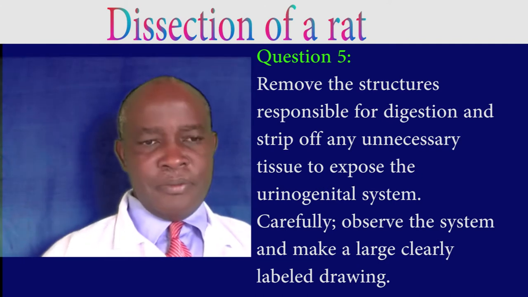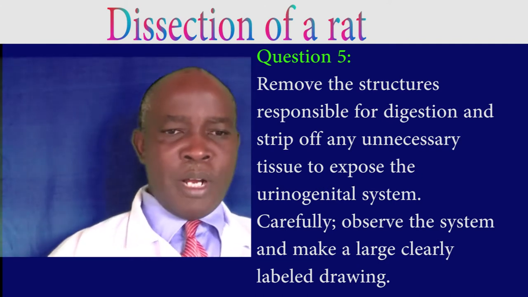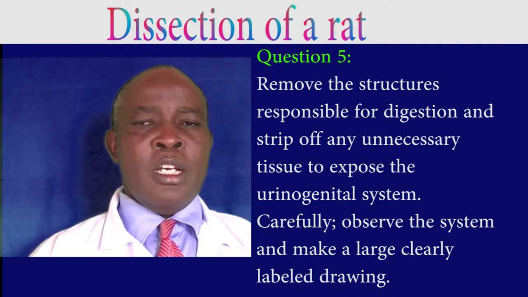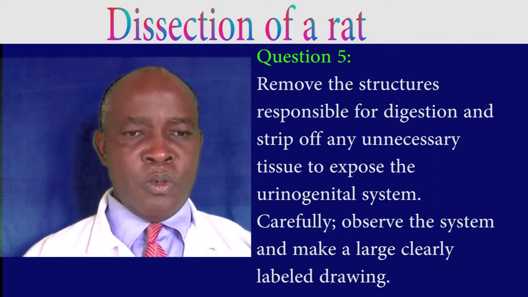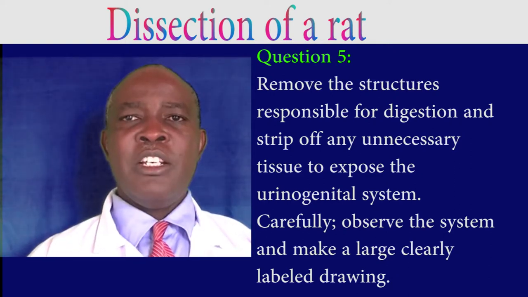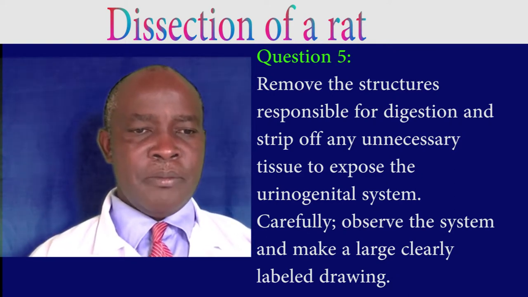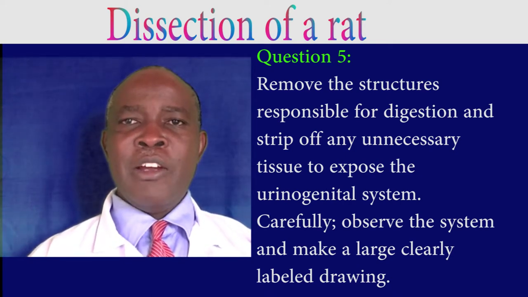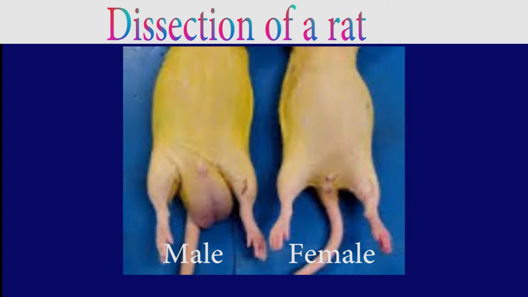Question 5. Remove structures responsible for digestion. Strip off any unnecessary tissue to expose your urogenital system. Carefully observe and make a drawing. It depends whether we are dealing with a male rat or a female rat. Let's start with a male rat.